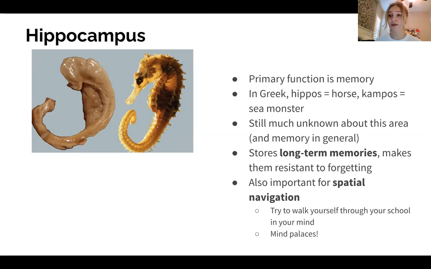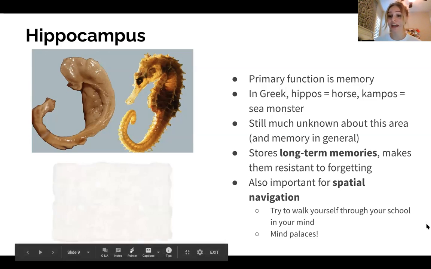However, we do know that the hippocampus is responsible for storing long-term memories, and it makes them resistant to forgetting. So some of these memories that the hippocampus deals with are procedural memories, such as learning how to ride a bike. So you would know how to do that for a long time.